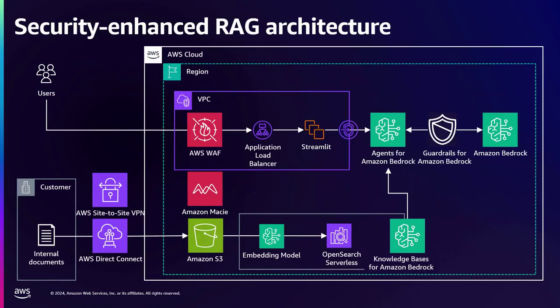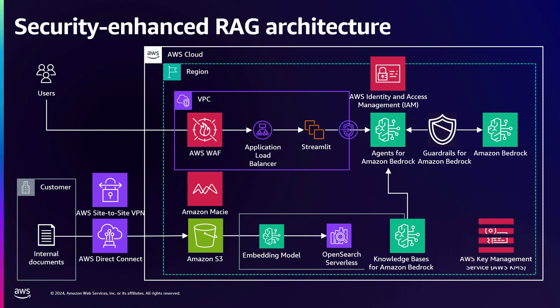It's not over yet. The AWS core security services remain. Adding the AWS IAM service to manage permissions and the KMS service to encrypt the data at rest provides a strong security foundation. Next, I'm going to show you two simple demos based on this architecture.